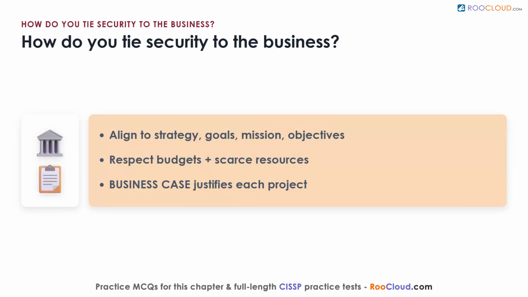How do you tie security to the business? Through security management planning that aligns the security function to the organization's strategy, goals, mission, and objectives. That planning respects real limits like budgets and scarce resources, so you aim for the greatest benefit from every effort. A common tool here is the business case, a documented argument that justifies a decision or a new project, especially a security one. Money, people, technology, and space are all finite, so you must earn each investment. Think of pitching a home renovation to your family. You show the need, the cost, and the payoff before anyone spends.